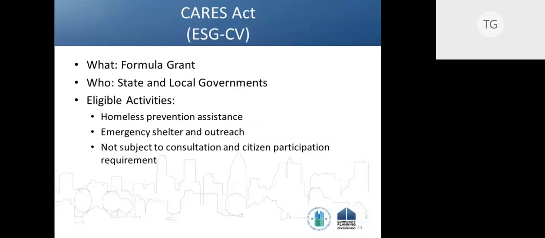ESG, we have homeless prevention assistance, emergency shelter and outreach, and it's not subject to consultation and citizen participation requirements when the state or local government submits its action plan or application to HUD.